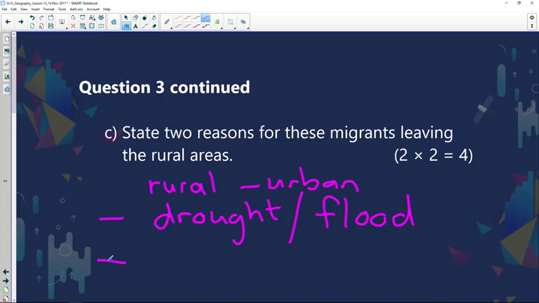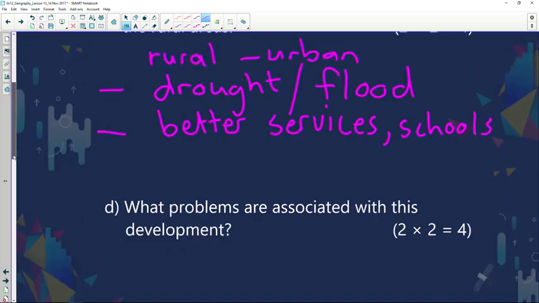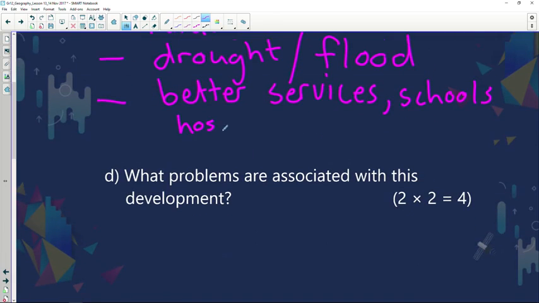Another reason why these people move is for better services, such as schools, for example, such as hospitals. That is another reason why people leave the rural areas. One of the biggest reasons as well is that many farms become mechanized. It means they don't need people that much anymore. They use machinery, so unfortunately many of the workers will lose their jobs.